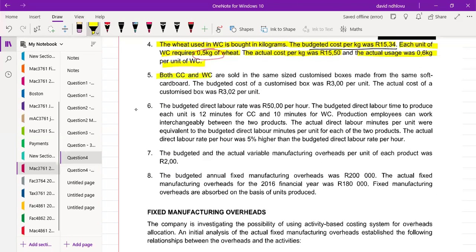Now, both CC and WC are sold in the same sized, customized boxes made from the soft cardboard. The budgeted cost of a customized box was 3 per unit. The actual cost is that.